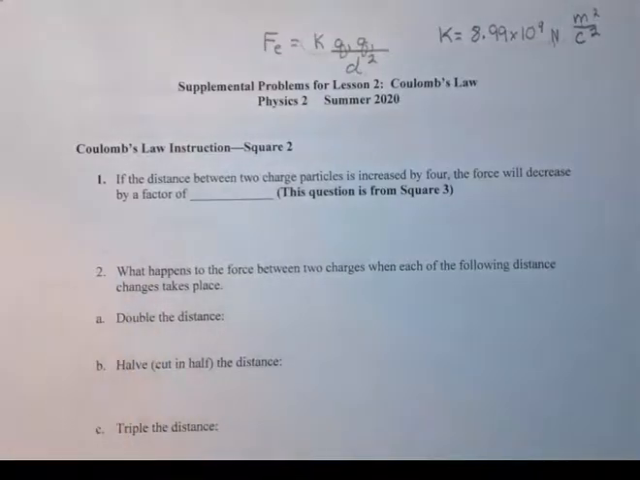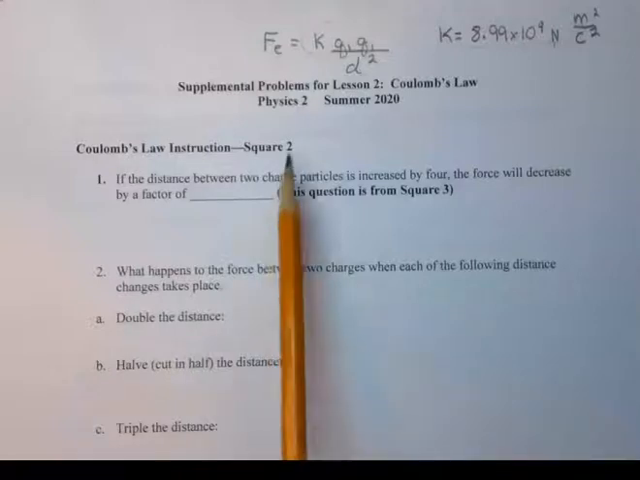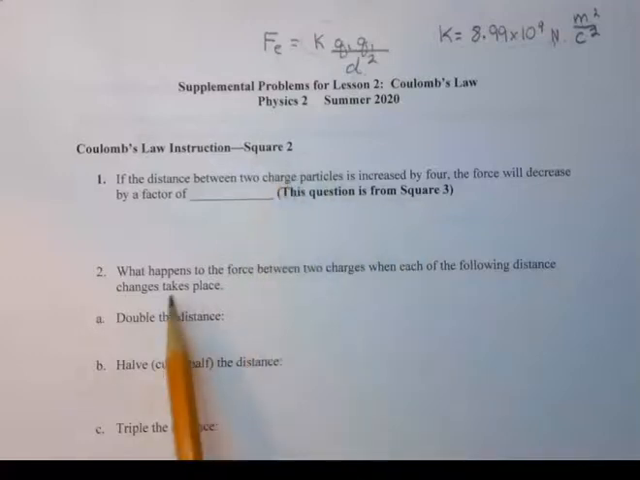Okay, so let's look at the first question. This is from the instruction video of Coulomb's law. If the distance between two charges of a particle is increased by 4, the force will decrease by a factor of what? By the way, I referenced the square that we're talking about. This question's actually in square 3. Those are the squares on the bottom that you see that allow you to progress or take the video back. By the way, you can't progress videos. You have to watch them in order. Once you've watched them all, then you can go back and move back and forth between them. Be aware of that.